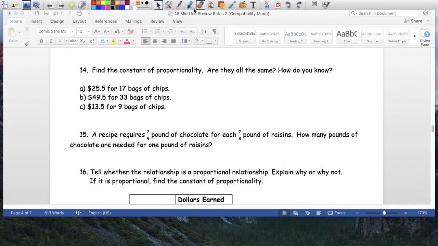Aquí está todo mi trabajo, this is all my work, to show que todos ellos son the same, que son iguales. How do I know? ¿Cómo lo sé? Porque encontré el unit rate de cada uno y todos ellos 1.50, 1.5 por bag of chips.